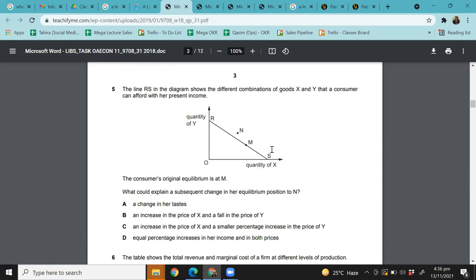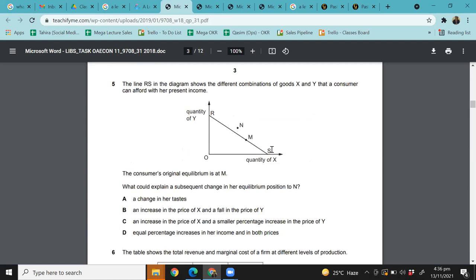The line RS in the diagram shows the different combinations of good X and Y that a consumer can afford with her present income, right? The consumer's original equilibrium is at M. What could explain a subsequent change in her equilibrium position to N? Now, when you're moving from M to N, what could be the reason? What could explain a subsequent change in her equilibrium position to N?